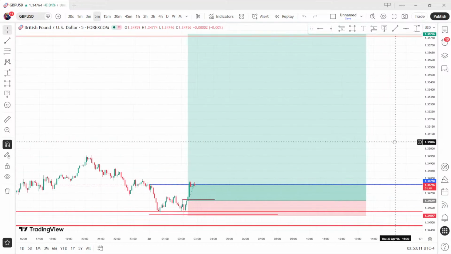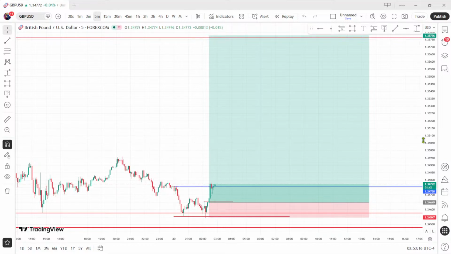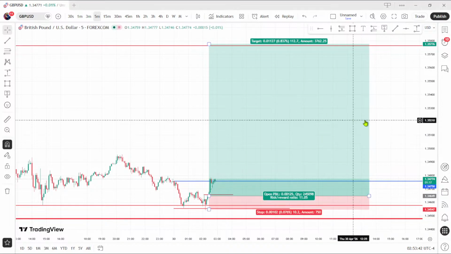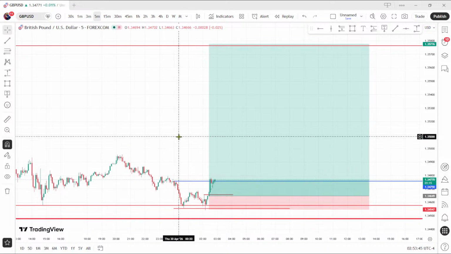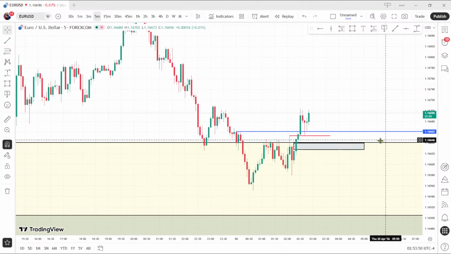Now, I want to do something crazy. I want to leave these charts like this until 5 a.m. Eastern time. I want to leave it until 5 a.m. and see what price has done. In the euro, what has happened? In the euro, I'll also put an entry.